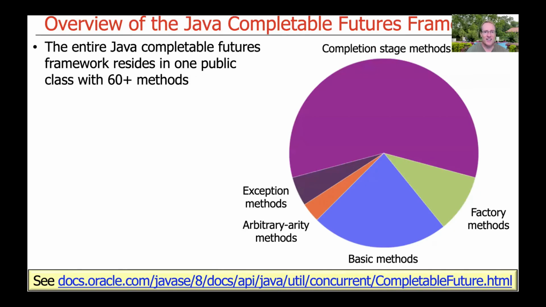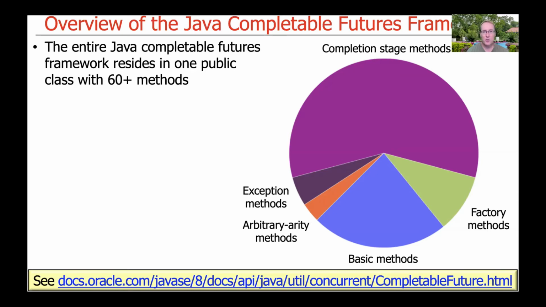Now, it turns out that the entire Java Completable Futures framework resides in a single class that has over 60 methods in it. So this particular class is a bit daunting, and quite frankly, one of the reasons why sometimes people are a little bit reluctant to use Completable Futures at first is they get intimidated by the facade or the API in the Completable Futures class.